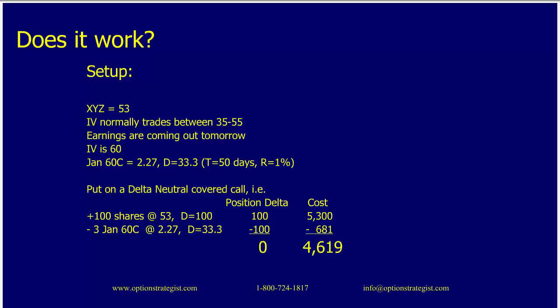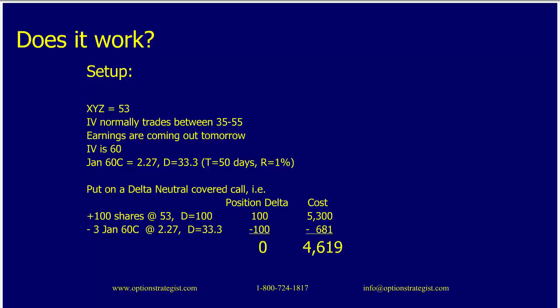So what I'm going to do is buy 100 shares of stock at 53. So the position delta, just 100 shares, will be 100, and the cost of this will be $5,300. In addition to that, I'm going to sell 3 of the Jan 60 calls at 2.27, and we said the delta is equal to 33.3. So my position delta is 100 minus 3 times 33.3, which I'm going to say is 100 minus 100. So this is a delta neutral position, right? It's equal to 0 deltas.